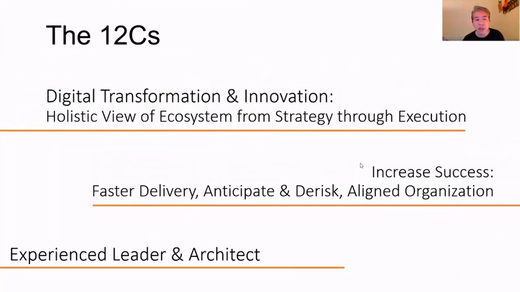So to wrap up, the 12 C's is a framework for digital transformation and innovation. It's a holistic view of the ecosystems of all the C's and takes you all the way from strategy to execution, and it delivers success. So faster delivery, it enables you to anticipate and de-risk, and it really aligns your organization so that all the stakeholders and participants are motivated and really work effectively as a team. And to implement the 12 C's, it is important to have an experienced leader and architect who can, again, bring everything together from a business and technology perspective and bring your organization and all the people together.